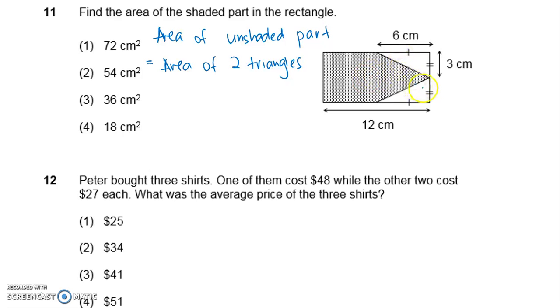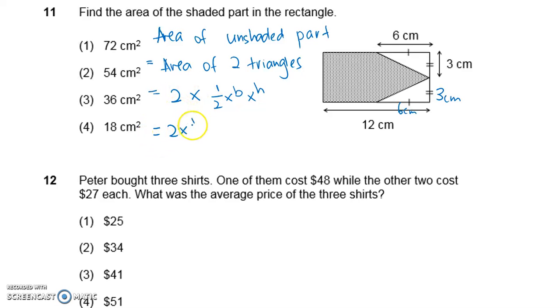And they are actually the same size because we know that this is 6 centimeters, which means that this one is also 6 centimeters. Right? If this is 3 centimeters, this is also 3 centimeters. So they basically have the same base, which is here, and height. Okay, so area of 2 triangles. So there are 2 triangles, so what we need to do is 2 times. What's the formula for area of a triangle? Half times base times height.